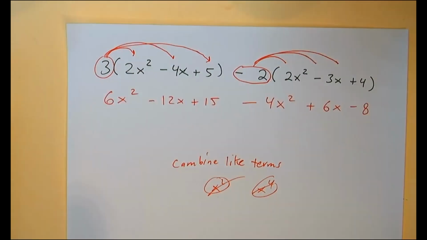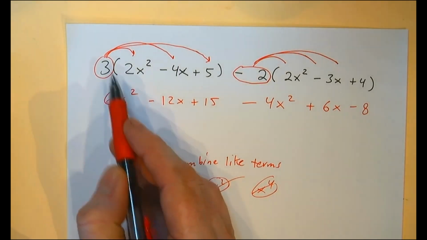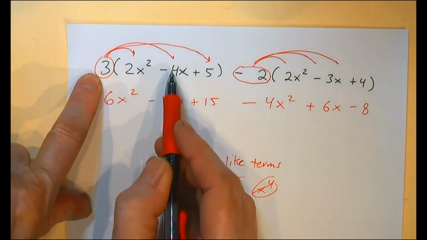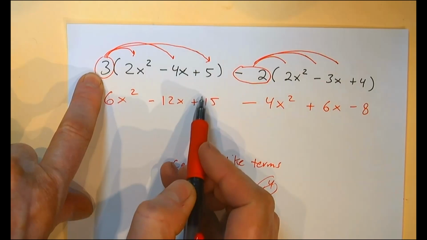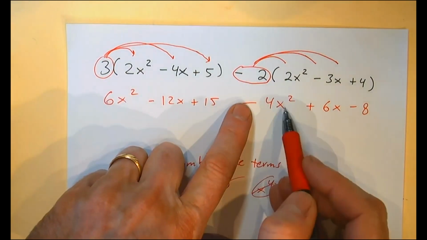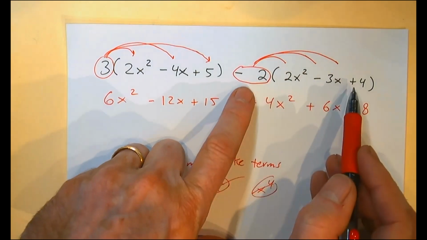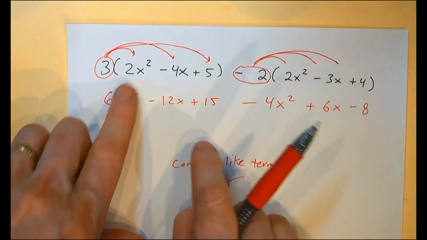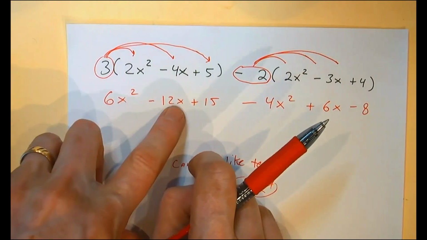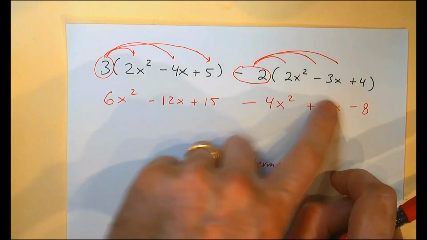I'll pause. Okay, here's so far: 3 times 2 with the x squared, 3 times negative 4, 3 times 5, distributing negative 2: negative 4, negative times negative is positive, negative 8. And then notice, check the exponent, still the same. 2, then 1, then none. You see that a lot.